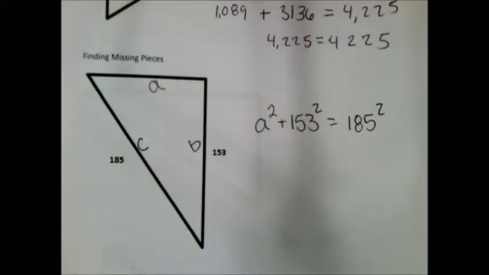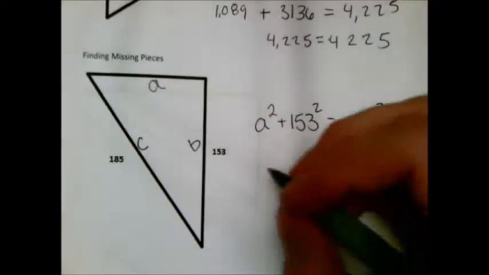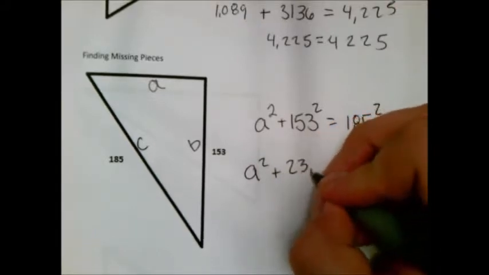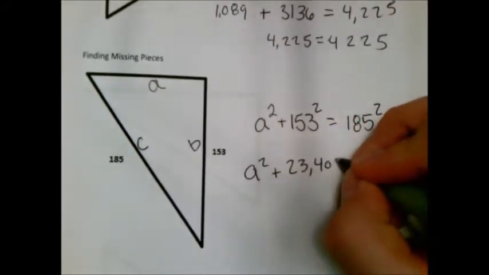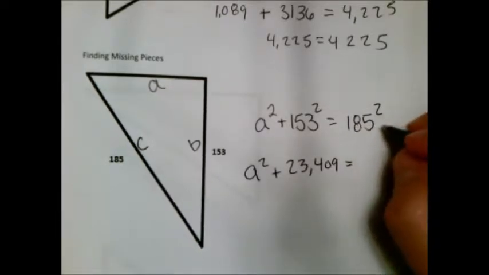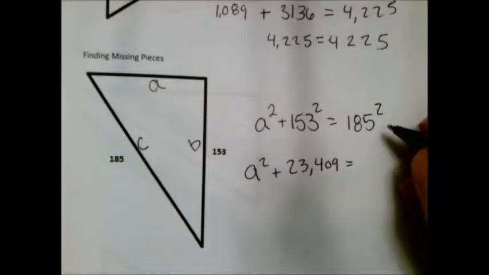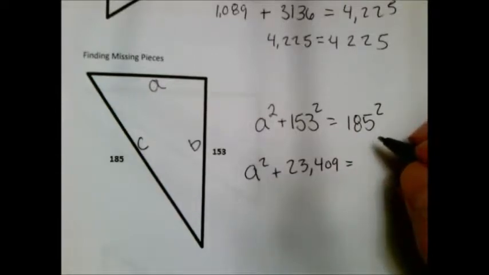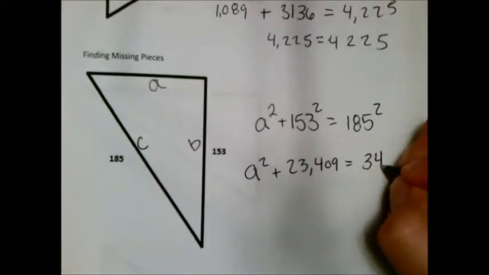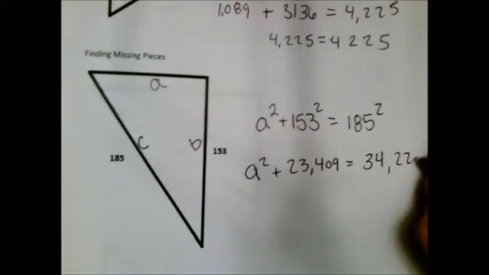Now, let's actually square the numbers we know. If we take 153 and multiply it by 153, we should get A squared plus 23,409. Alright, we're going to set that equal to 185 times 185. So let's see what 185 times 185 is. It's 34,225.